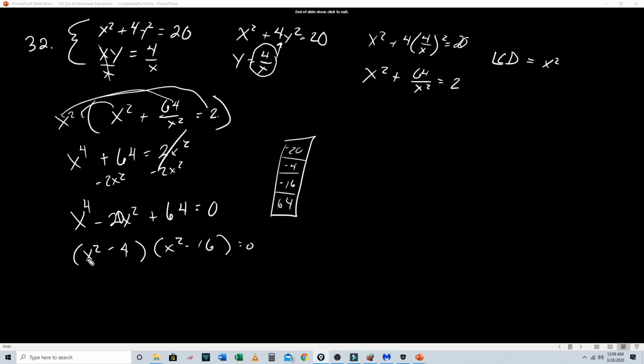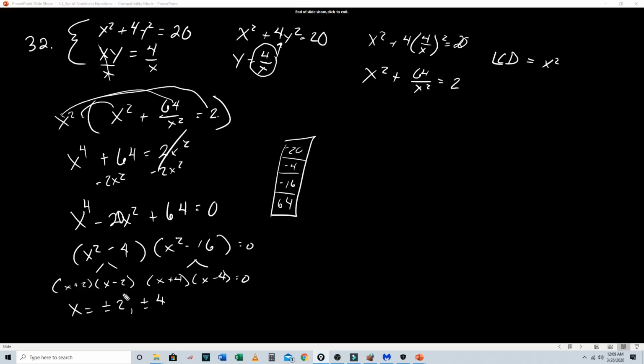Now these are both difference of squares, which means this factors to 2 conjugates, x plus 2, x minus 2. This factors into 2 conjugates because again, difference of squares, x plus 4, x minus 4, which gives you 0. So here we have x is equal to plus or minus 2 and plus or minus 4.